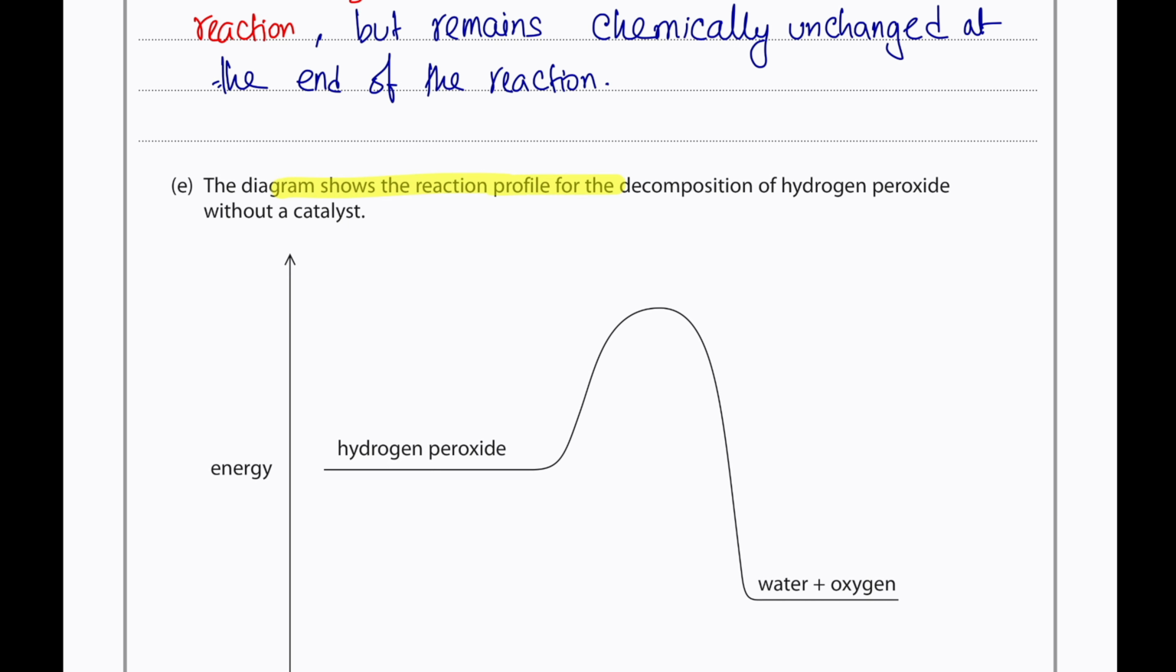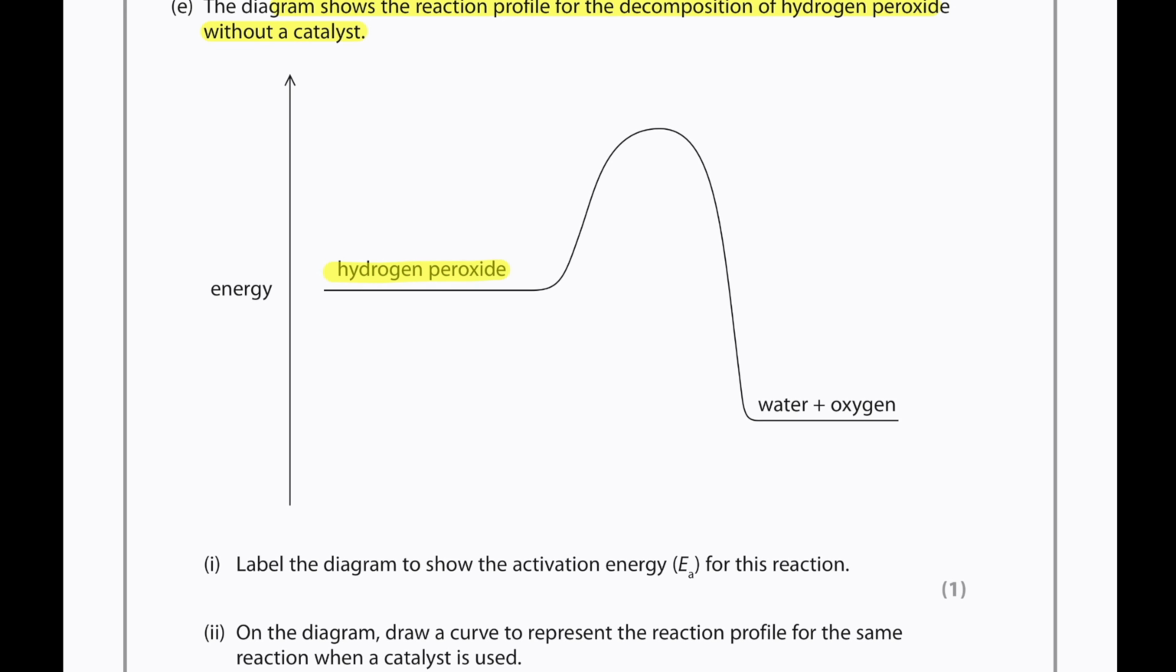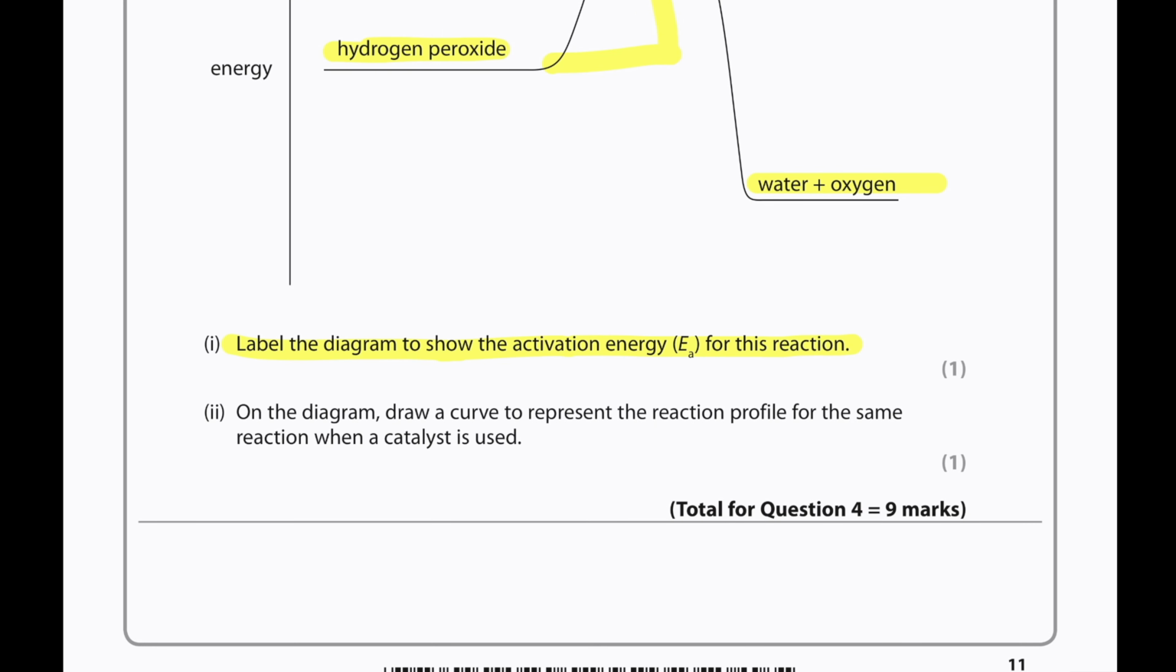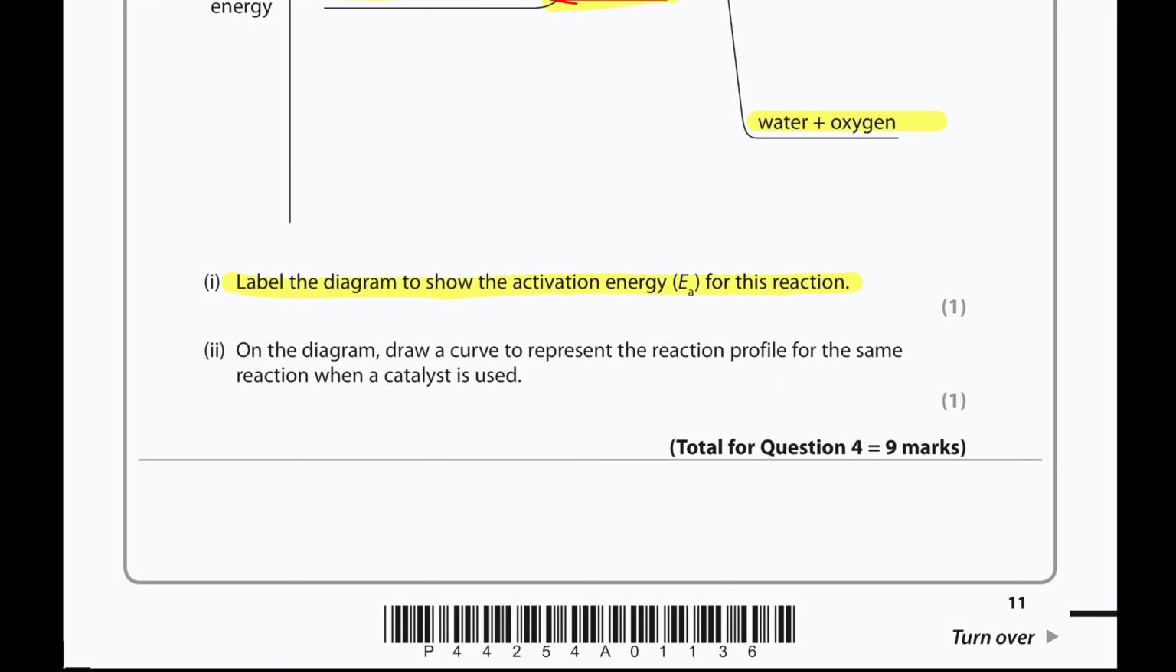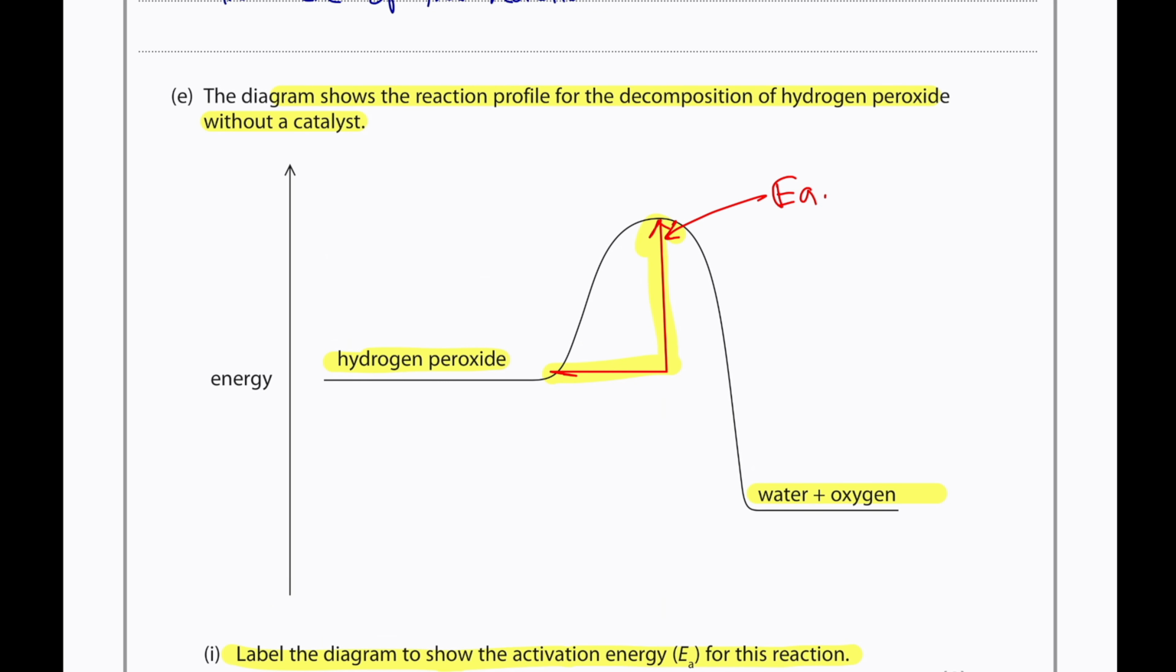The diagram shows the reaction profile for the decomposition of hydrogen peroxide without a catalyst. We can see hydrogen peroxide, it has an activation energy barrier, and then once it goes through the activation energy barrier, it turns into water and oxygen. Label the diagram to indicate the activation energy EA for this reaction. On the diagram, draw a curve to represent the reaction profile for the same reaction when a catalyst is used. So a catalyst provides an alternative reaction pathway. That means a lower activation energy will be observed.